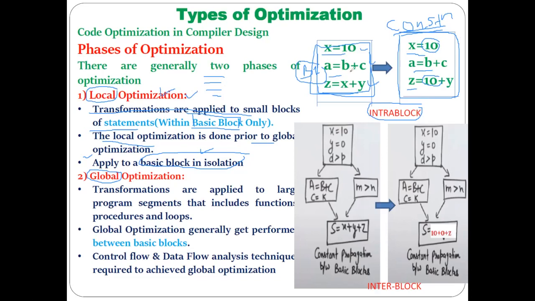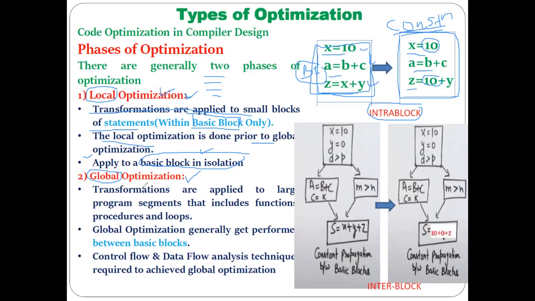So here we are considering only a single basic block and doing the rearrangement of the code. That is the reason it is called local optimization. Now, as compared to that, we have the second type of optimization, that is global. From the name you can understand global is slightly different from local. Local is performed on some restricted set of statements only. So global generally is performed between the basic blocks.